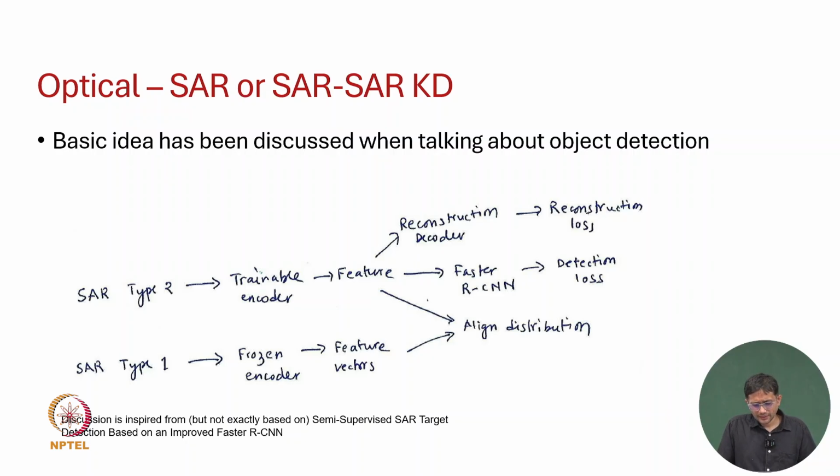If we have this SAR type 1, which has a frozen encoder, we get the feature vectors from this, and SAR type 2, which has a trainable encoder. From this, we are getting the features. Now, the features from SAR type 1 and SAR type 2, we are trying to align their distribution. And at the same time, we are also training the SAR type 2 for our particular downstream task. In this case, it was object detection.